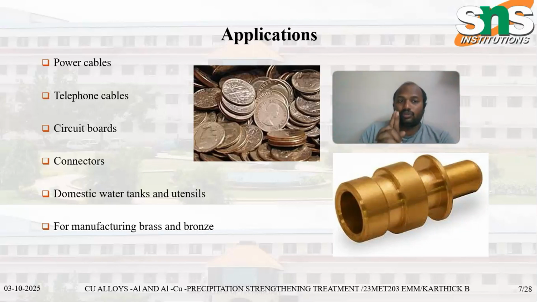So these first four applications mainly deal with the electronics part. Most of the applications related to the electrical field use copper. Other than that, it is used as utensils to store water, and mainly to produce its alloys such as brass and bronze. In the first four, power cable, telephone cable, circuit board, connectors, most of the small items or small parts are made of copper, right?